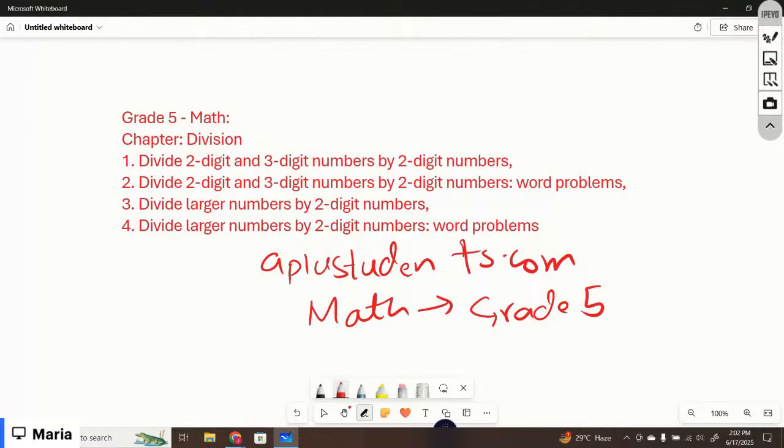The lessons we take up: Divide two-digit and three-digit numbers by two-digit numbers. Divide two-digit and three-digit numbers by three-digit numbers. Word problems. Divide larger numbers by two-digit numbers. Divide larger numbers by two-digit numbers word problems.